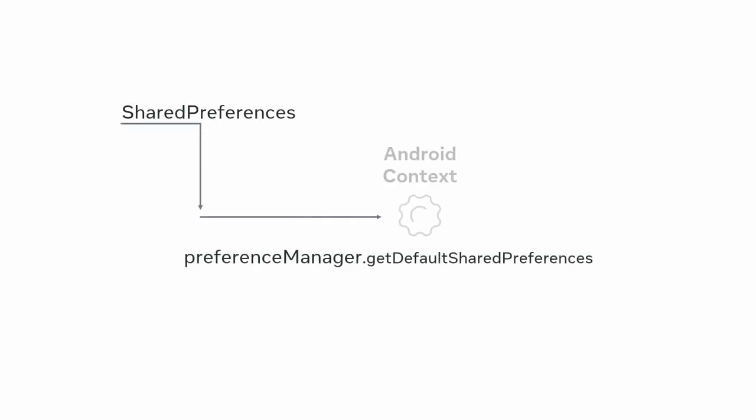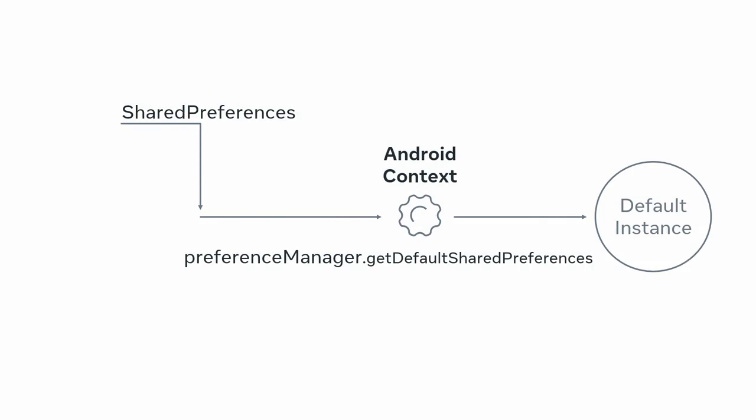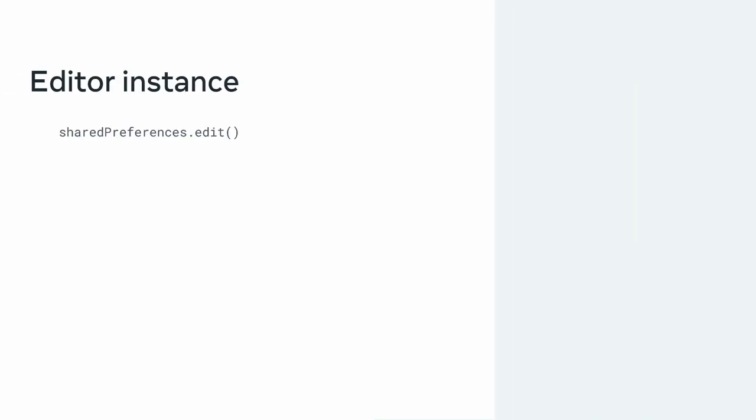You can also obtain the default shared preferences instance for your app by calling PreferenceManager.getDefaultSharedPreferences, passing in any Android context. Once you obtain an instance of shared preferences, you can start writing data to it. Data is written using an editor. The editor is responsible for saving any changes you make to the shared preferences file atomically. To get an instance of the editor, you call the edit function of the shared preferences instance you have.